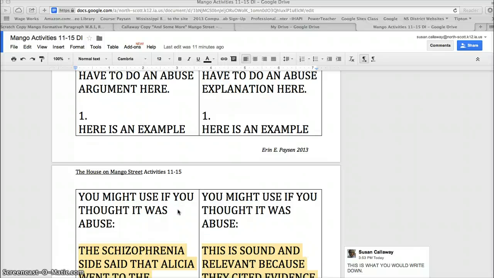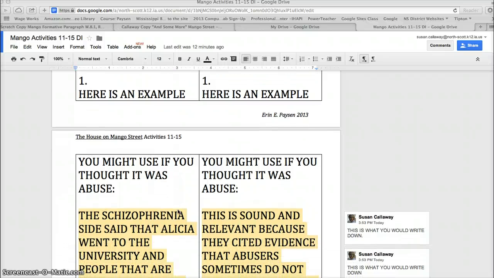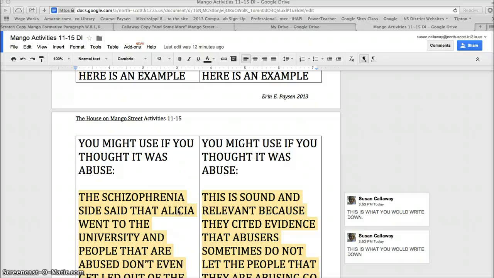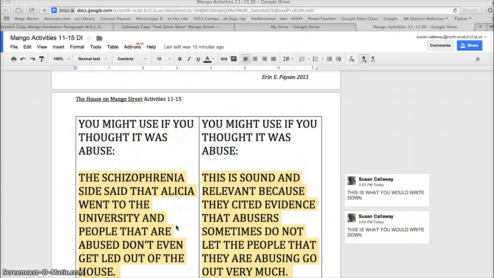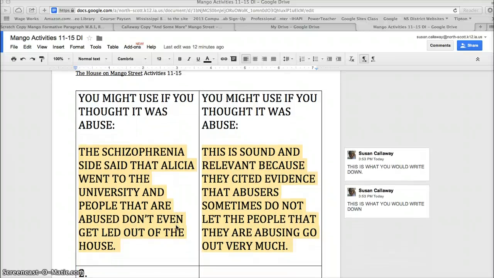Here is an example only if you thought it was abuse in the first place, okay? You get a freebie here. So you can say the schizophrenia side said that Alicia went to the university and that people that are abused don't even get let out of the house. Now, even if you don't believe in general that it's schizophrenia, they did have some good points. So you have to explain why that was a good point in the next column. This is sound and relevant because they cited evidence that abusers sometimes do not let the people that they are abusing go out very much.